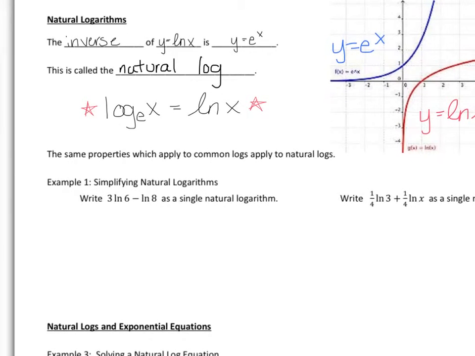So natural logs have what base? e. Common logs have what base? 10. Natural logs have what base? e. Okay, we're getting somewhere.